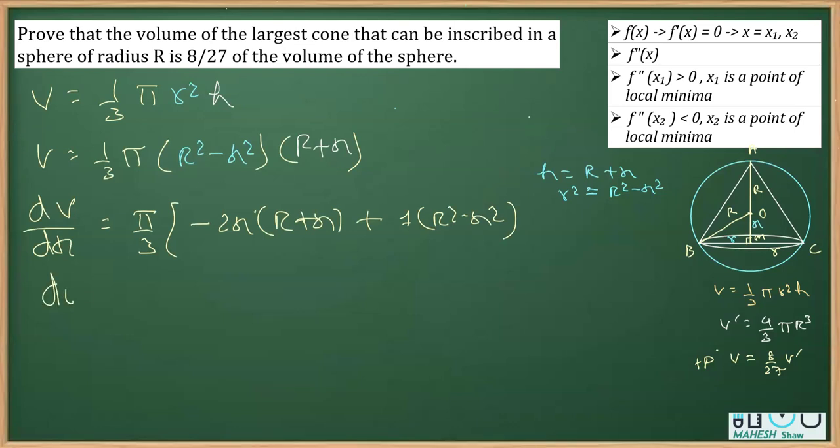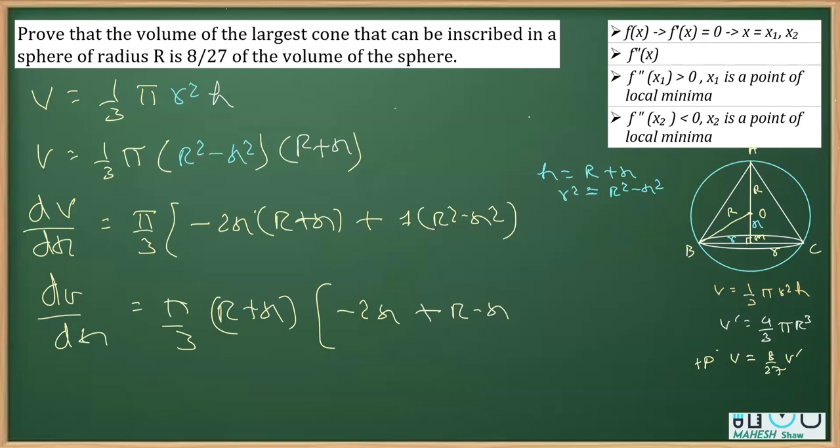So this is dV/dx equal to pi by 3. Applying a square minus b square, I can see this is (R plus h) into (R minus h), and this is R plus h. So we can take R plus x, sorry, as common. Then what we get here, minus 2x will be obtained from here. And what will be left? R minus x, because we have taken R plus x as common. So it will give you R minus x.